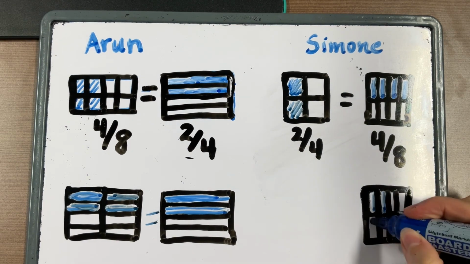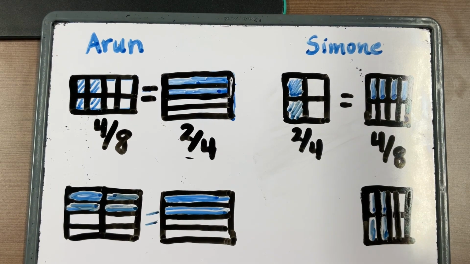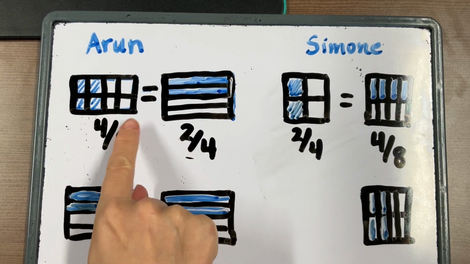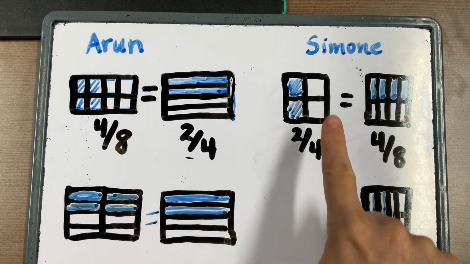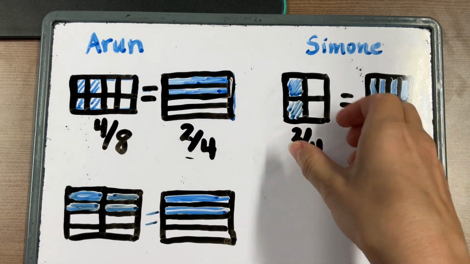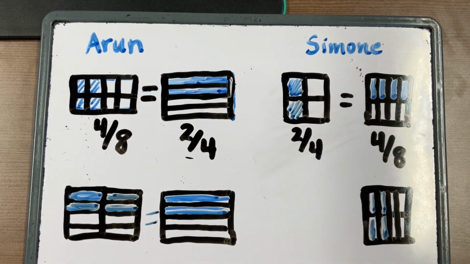Simone could have done it this way, or Simone could have done it another way. Go ahead and finish this lesson by making your own model to show that 4/8 and 2/4 are equivalent. Remember to think that they need to be the same size and the same shape and the same position to prove it.